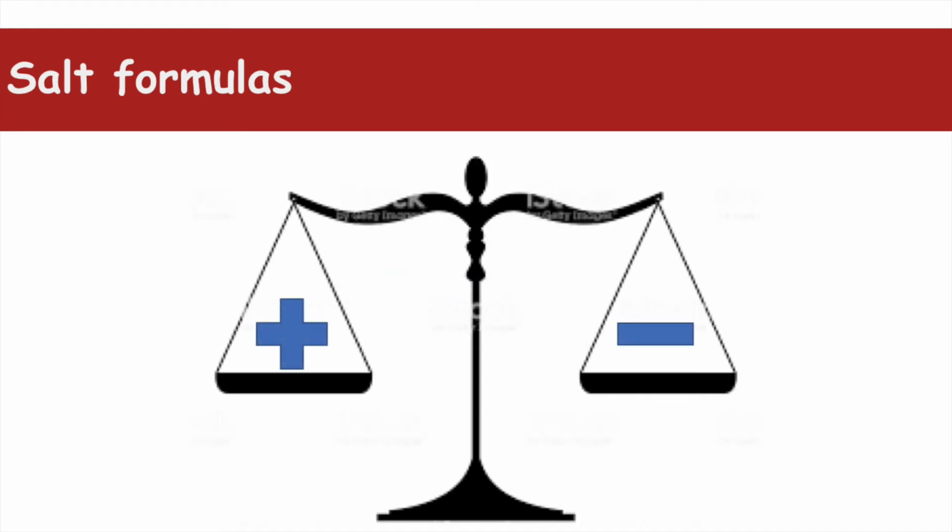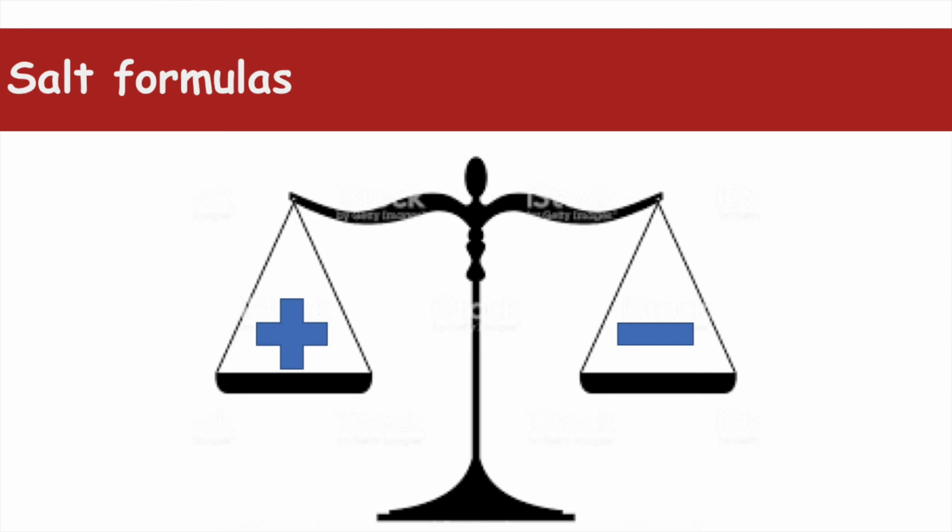So to work out the salt's formula, you need to know the charge of the metal ion and the charge of the non-metal ion. Because we know that salts have no charge at all, we need to balance the amount of negative charge and the amount of positive charge.